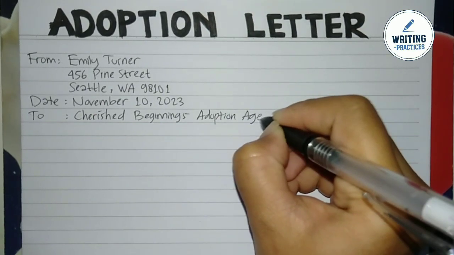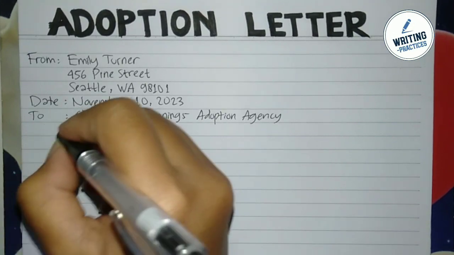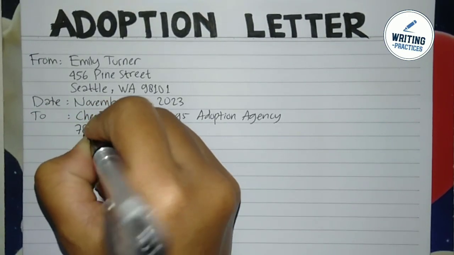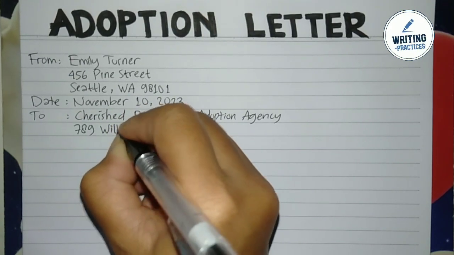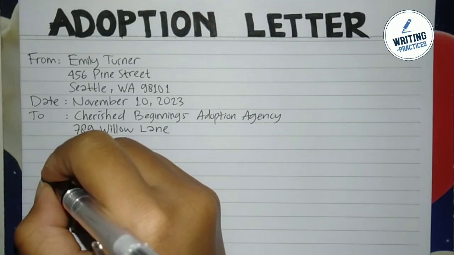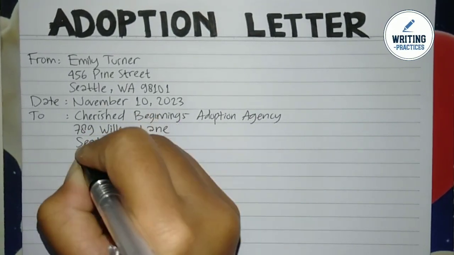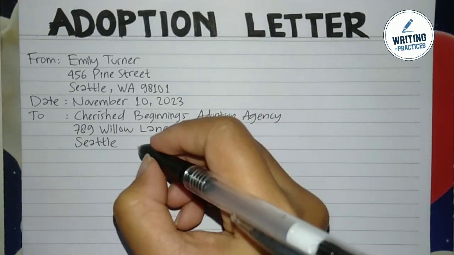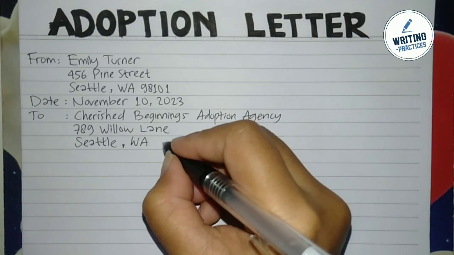For the next, write the recipient's information. Yes, write the full name of the recipient. Or, if you don't know, just directly write the name of the adoption agency. In this example, the letter is addressed to Cherished Beginnings Adoption Agency. Under it, write the address of the office or agency. Don't forget to mention the number, street name, city, state, and zip code.